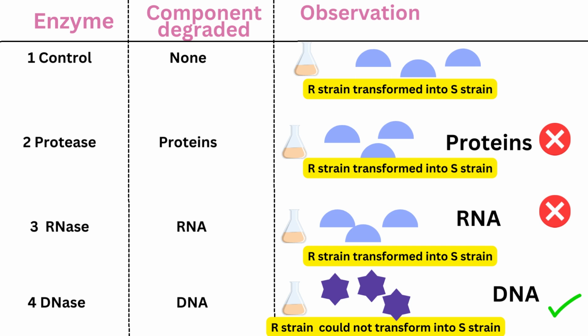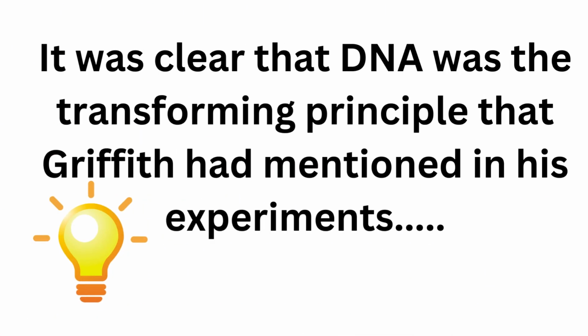However, when cell extracts were treated with DNases and later incubated with the R bacteria, transformation of the bacteria could not occur. The R strain could not transform and instead appeared as rough colonies on the culture dish. This proved that it is the DNA that is responsible for transfer of genetic information. These experiments clearly showed that the transforming principle that Griffith had mentioned in his experiments was nothing but the DNA.